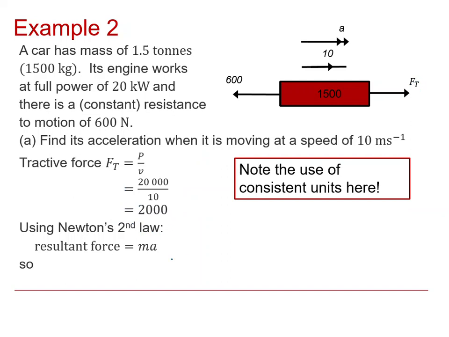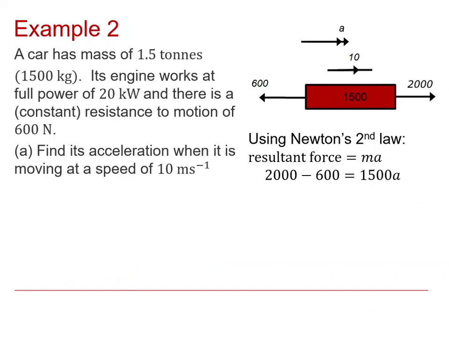So there we have the 2,000, and using Newton's second law, mass times acceleration, we can say that, I'll put the right hand side first, 1,500 times the acceleration which we're trying to find will be the 2,000 minus the 600, which gives us an equation for the acceleration. The answer works out to 1400 over 1500, and that boils down to 0.933 to 3 significant figures.